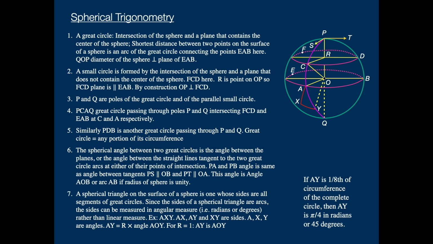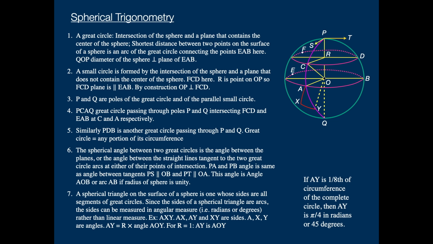So since AY is part of the great circle, the whole great circle is this full circumference. If AY is, for example, 1/8 of the circumference of the complete circle, then since we know that the full circumference is 2 pi r, AY is essentially pi by 4 in radians or 45 degrees. Again, this is true because we have taken the radius of the sphere to be unity.